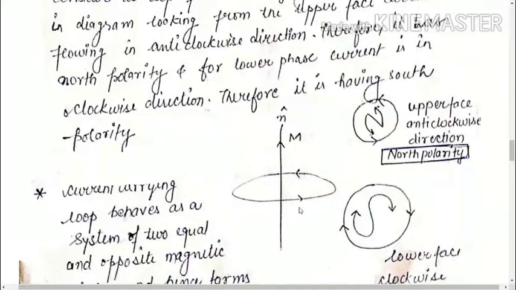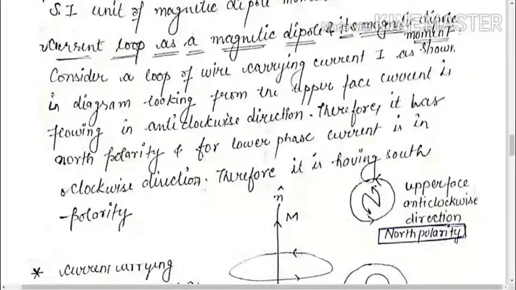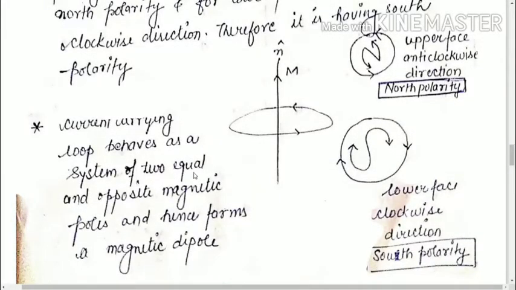If there is a current carrying loop, and you look at the upper face, it appears to be moving in the anti-clockwise direction, and in the anti-clockwise direction the polarity becomes the north polarity. When we look from the downward direction, that is from below, it is in the clockwise direction, and for the clockwise direction the polarity becomes the south polarity. So that is what this particular paragraph is saying. A current carrying loop behaves as a system of two equal and opposite magnetic poles and hence forms a magnetic dipole. So the upper face has north polarity and the downward face has south polarity.